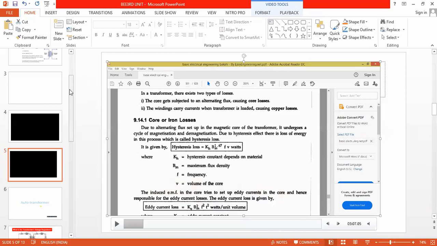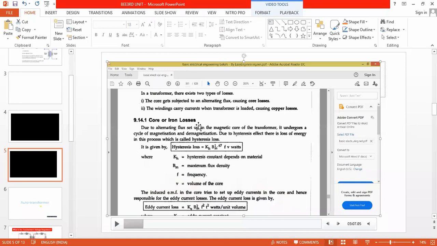Yes. There are two types of losses. One is core loss. Core means again iron material. Core loss or iron loss or magnetic loss or constant loss.